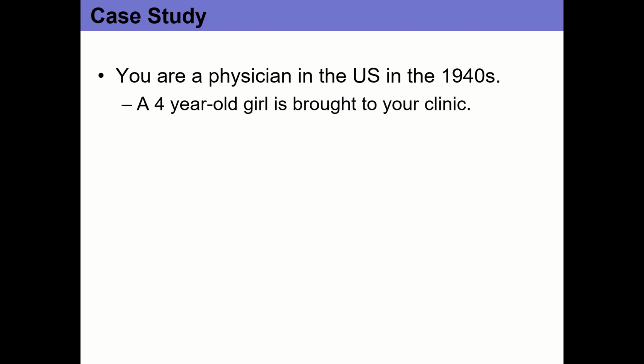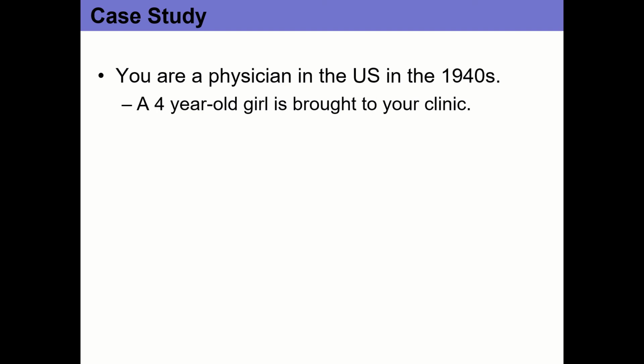All right, so my case study, it's a historical case study, obviously. We're going to pretend that you're a physician in the US in the 1940s. A 4-year-old girl is brought to your clinic. I'm going to make sure I get all of her symptoms right. She has had a persistent fever for several days, along with headaches, fatigue, vomiting, neck and back pain, as well as stiffness in her legs. On examination, you note that she has severe weakness in both legs, but the right side appears floppy and has no reflexes.